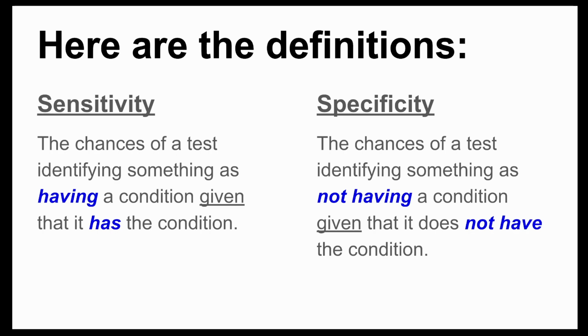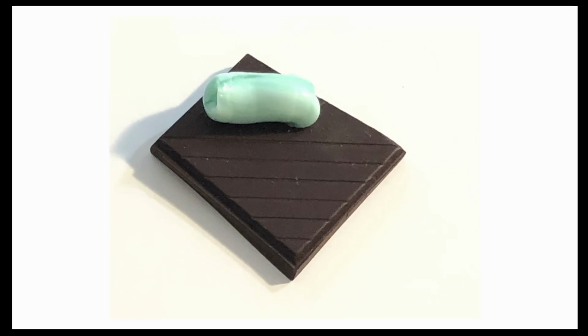Sensitivity is the chances of a test identifying something as having a condition given that it has the condition. Specificity is the chances of a test identifying something as not having a condition given that it does not have the condition. Kind of confusing, right? Makes as much sense as mint with chocolate.